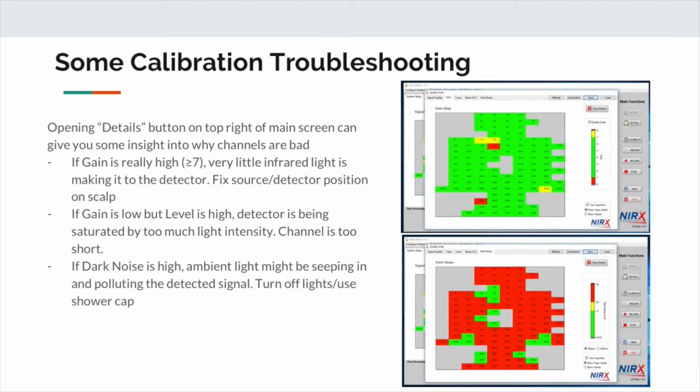And then in the dark noise tab, if the dark noise is high, that means you're getting lots of ambient light seeping into your signal. If your overall signal quality is green, that's not a big deal. That means proportionally, it's not much compared to your signal reading. But if your signal quality is low and you have a lot of dark noise, you can do things like turning off the lights in the room, or putting a shower cap over the participant's head to block out the ambient light.